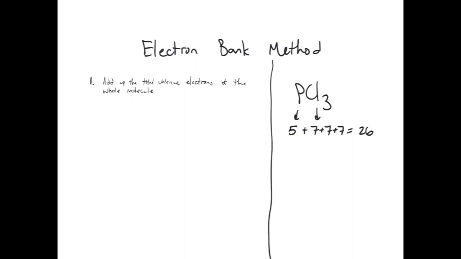Now this number is my bank. My structure can't have any more or any less electrons than the electrons in the bank. I need to spend all the electrons out of the bank, and I can't have any left over.